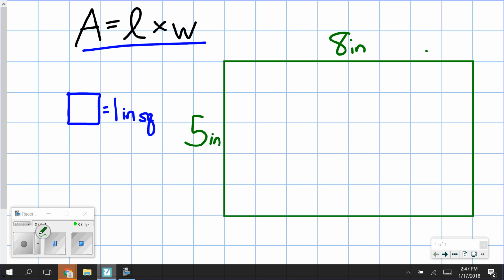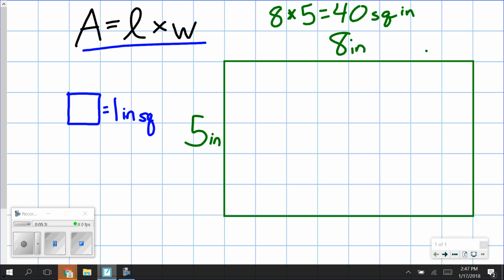So that means that I can do a multiplication equation. I have 8 groups of 5. The equation is 40 square inches, the answer. I could also have counted all the squares, and I would have gotten 40.